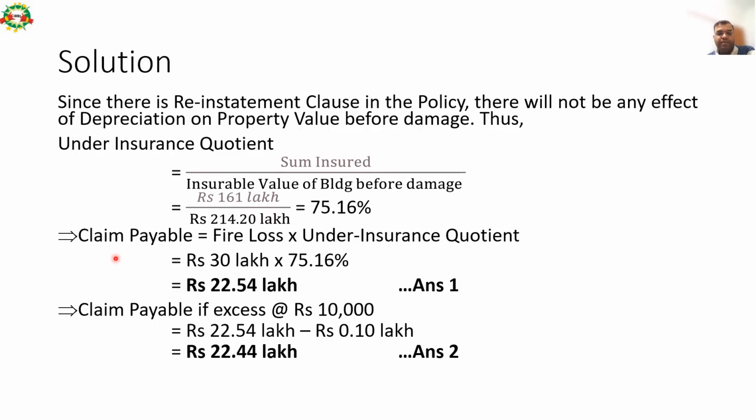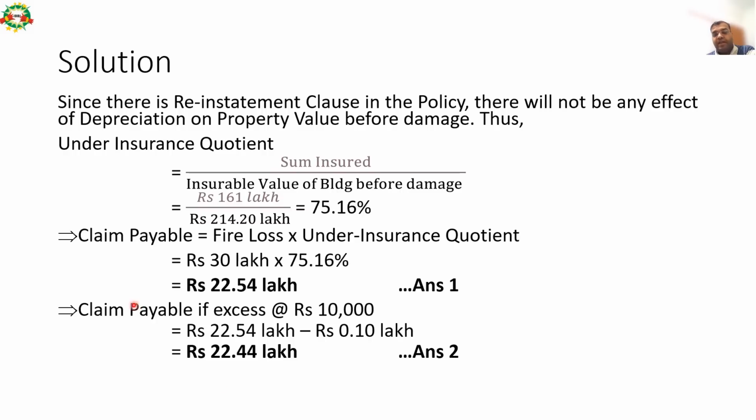So that means claim payable here is equal to the fire loss times the under insurance quotient. In the previous case there was no reinstatement clause, and because of that we were able to get 100% of the fire claim. However, in this case, because of the introduction of the reinstatement clause, we are getting only 22.54 lakh of claim amount, and it is the answer to question number 1. And claim payable, if an excess of 10,000 rupees is there, then 10,000 we have to pay from our own pocket. So claim payable will be equal to 22.54 lakhs minus 0.10 lakh or 10,000 rupees. It is equal to 22.44 lakhs.